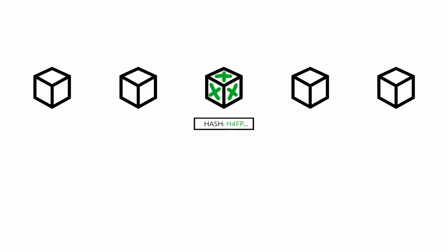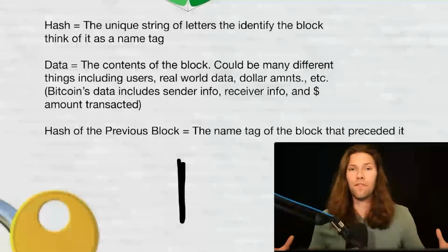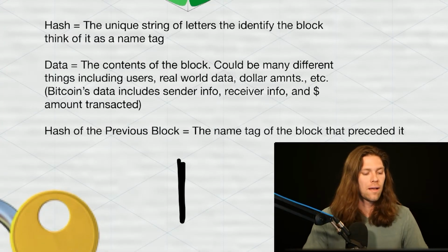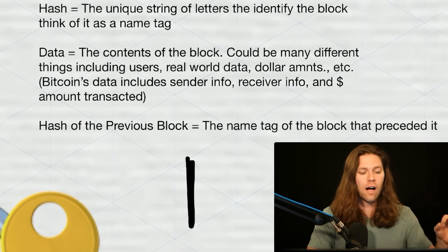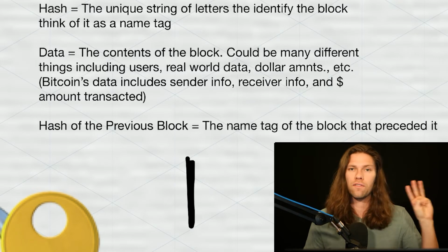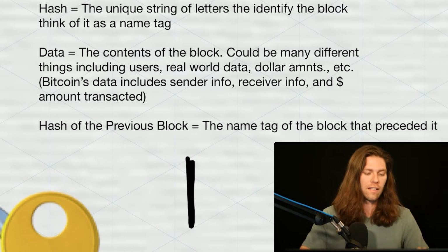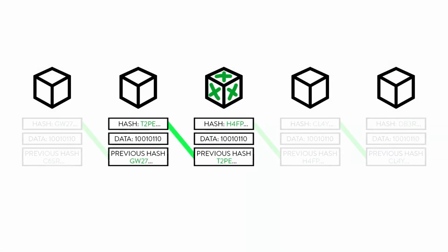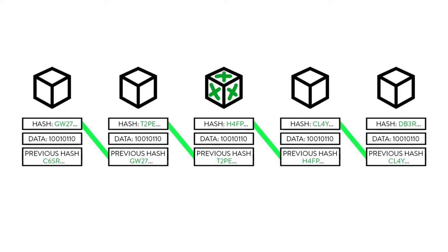So here's some more definitions. A hash is the unique string of letters that identify the block. You can think of it as a name tag for each individual block. The data within the block are the contents of the block. And this can be many different things depending on the cryptocurrency. It could be user data, real world data, dollar amounts. For example, Bitcoin's data within the block includes three things: sender info, receiver info, and the amount of money transacted. So it's fairly simple with those three things. And then we have the hash of the previous block that is also stored in each block. So that is the name tag of the block that preceded it.